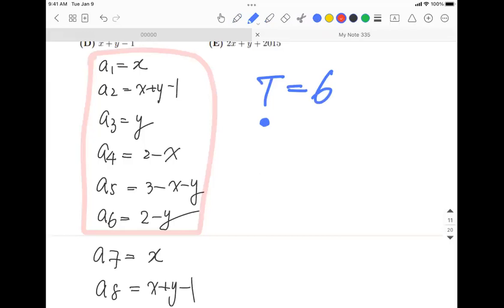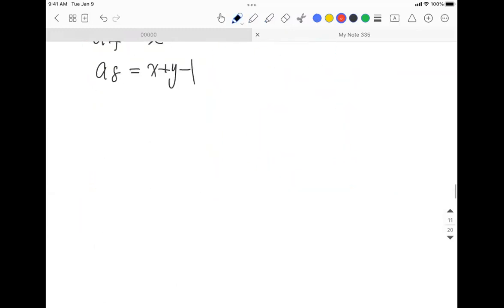So that being said, if the question asks you to determine what's the first S2018, that is actually a lot of terms together, right? A1, A2, all the way to A2018. S2018 equals A1 plus A2, all the way to A2018.